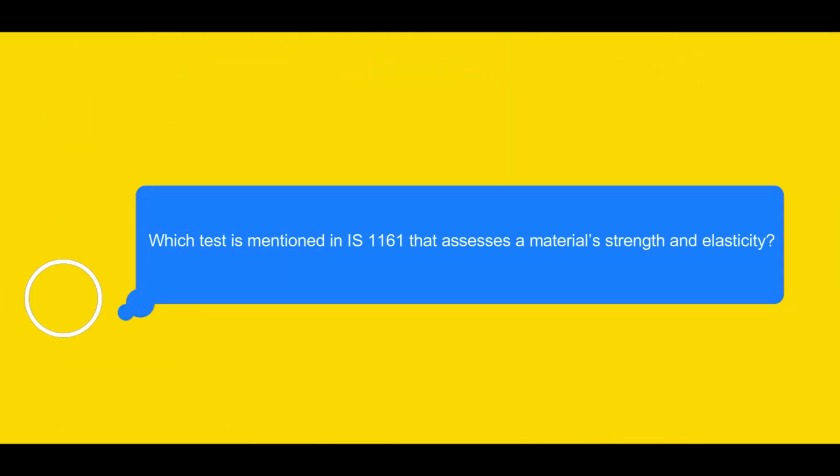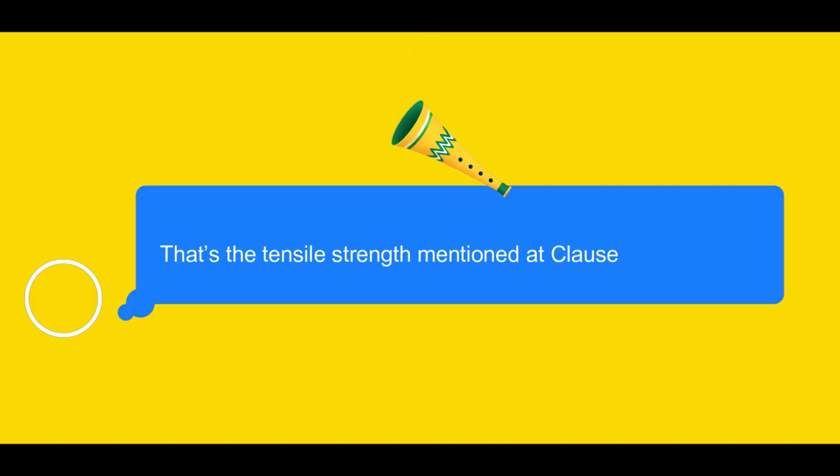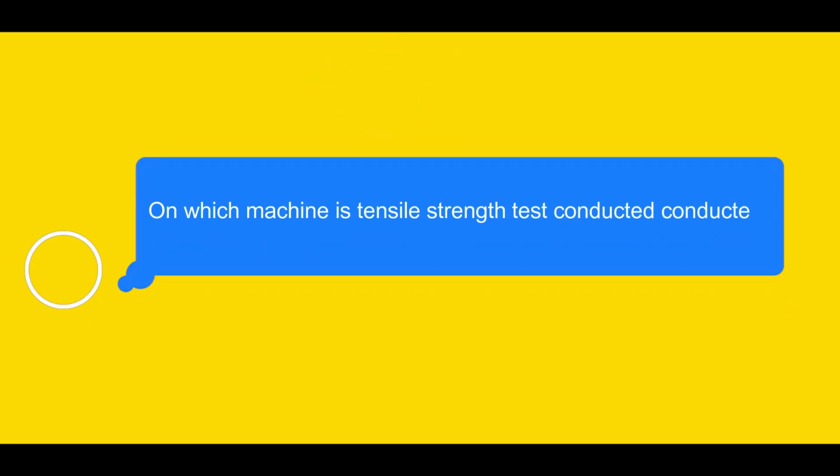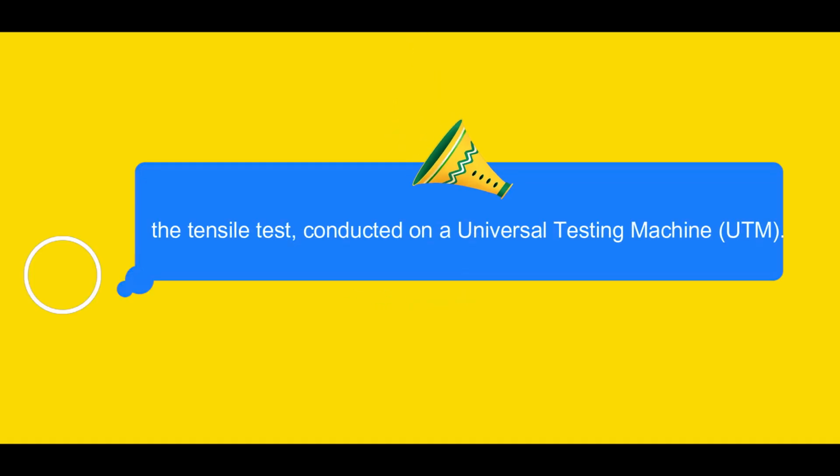Which test is mentioned in IS 1161 that assesses the material strength and elasticity? That's the tensile strength test mentioned at clause 11.2 of IS 1161. On which machine is the tensile strength test conducted? The tensile test is conducted on a universal testing machine, that is, UTM.